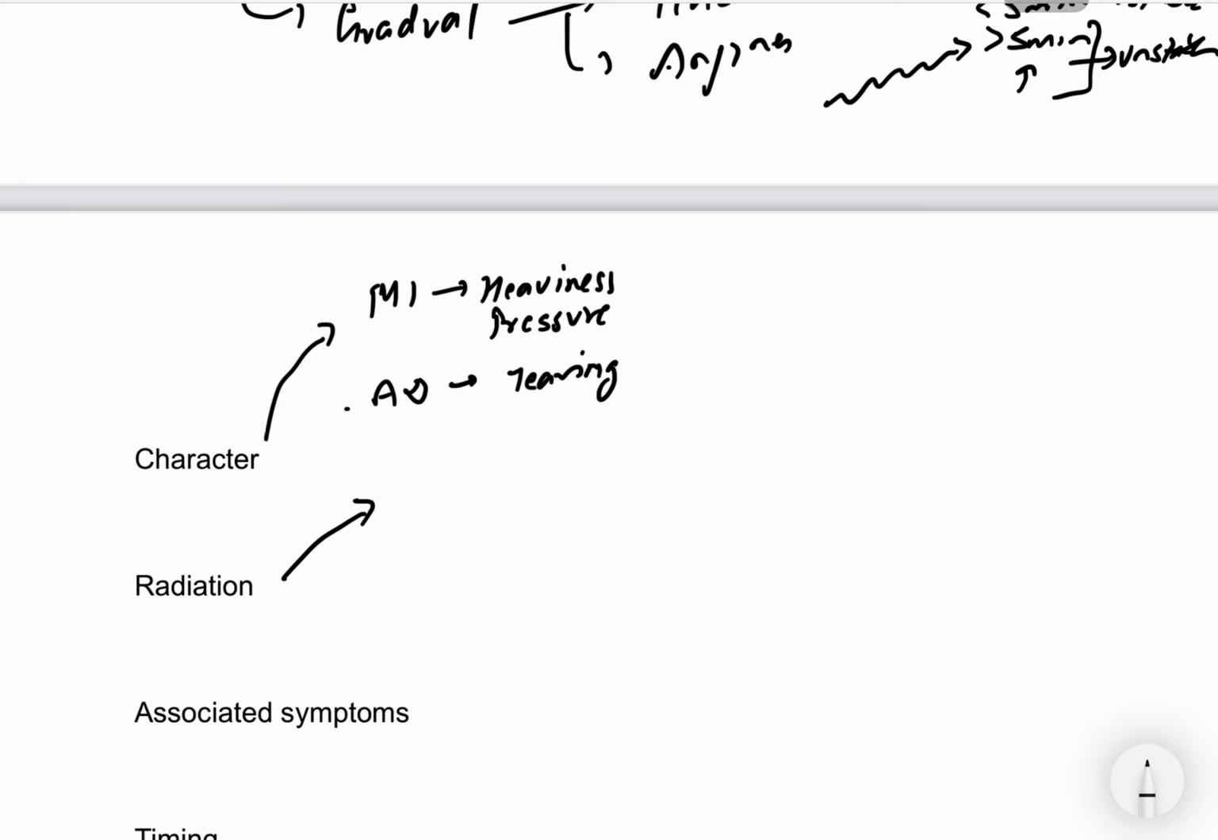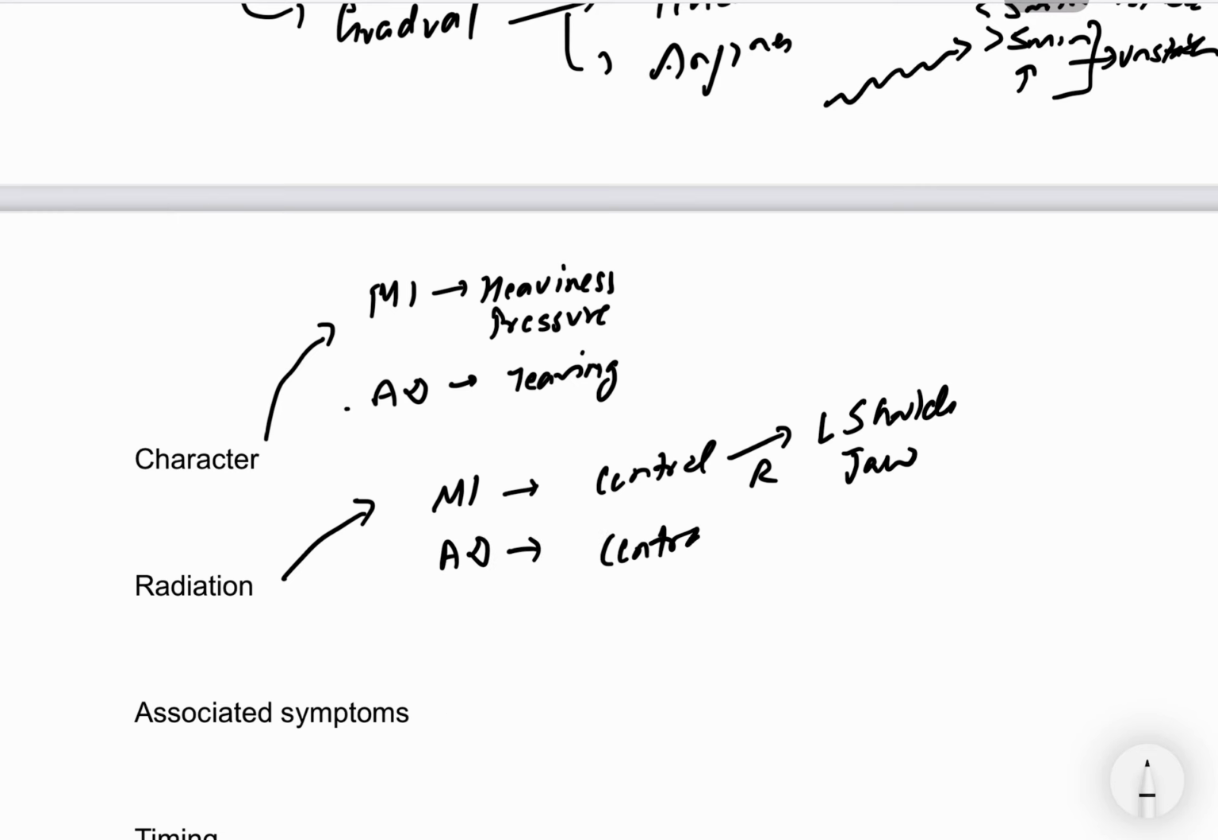And radiation. Talking about radiation, the chest pain of MI is basically central and radiating, and it radiates towards the left shoulder or jaw. The pain of aortic dissection is central and it radiates to the back.